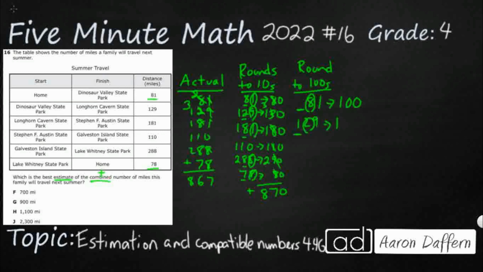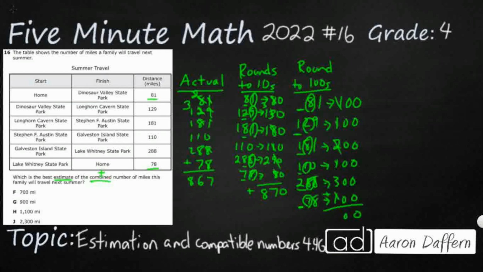129, that 2 is not changing anything. 100. 181, that 8 is going to make that go up to 200. We're just looking for 5 or more. It changes it. 110, that 1, nope, it's closer to 100. 288, definitely changing that up to 300. 78 is one of those strange ones. You got to look at the tens spot. 7 is making a change. 100. And look at this. That's a lot easier. So I got 1, 2, 3, 4, 5, 6, 7, 8, 9. And that actually is the best answer, G, 900.